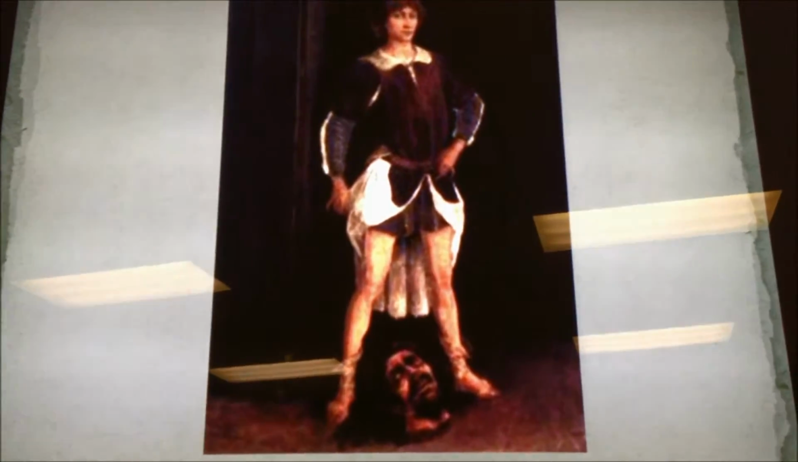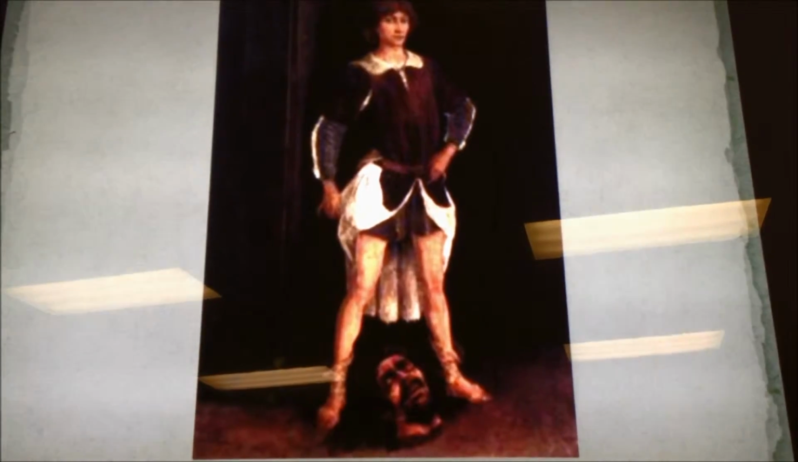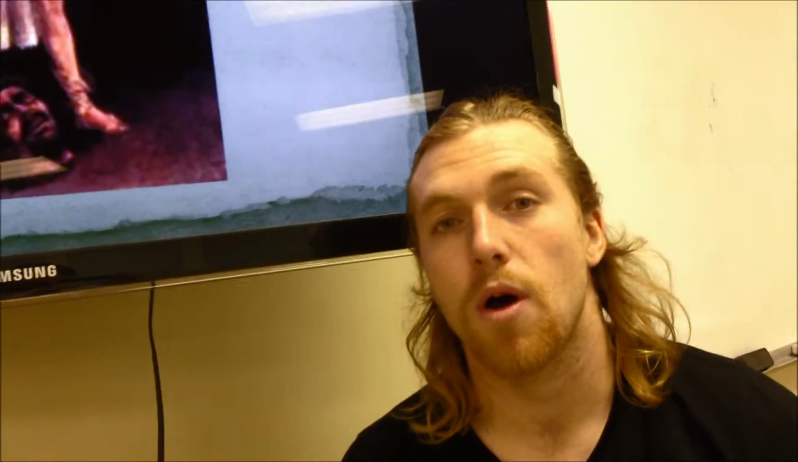I think the overall meaning is that you can do something even if the odds are against you, as long as you put your mind into it, such as David. Now let's go on to our eighth piece.